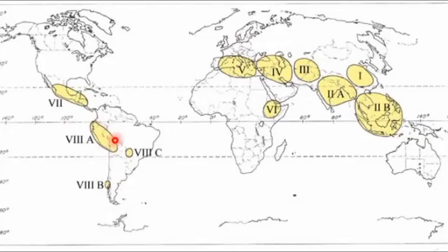Then the second zone is the 8th zone, where we can find A, B, C. So here A is nothing but the Peruvian, the Ecuadorian center, Bolivian center. So these are the centers that have been shown, and it has some common plants in that origin. So this is the 8th A center, that is the Peruvian center.